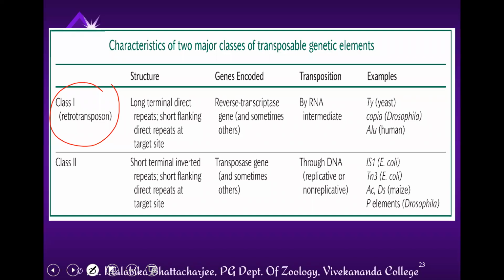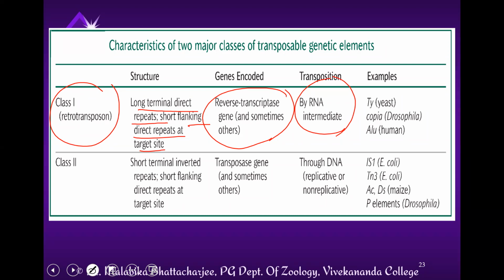The class 1 mobile elements, as you can see from what is written, they have long terminal direct repeats, short flanking direct repeats at target site. And this is important: the genes encode reverse transcriptase. Transposition is taking place by an RNA intermediate. And one of the best examples are the copia elements in Drosophila and the ALU sequence in humans.